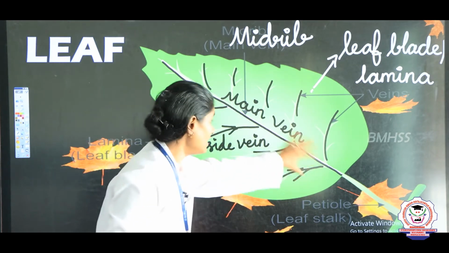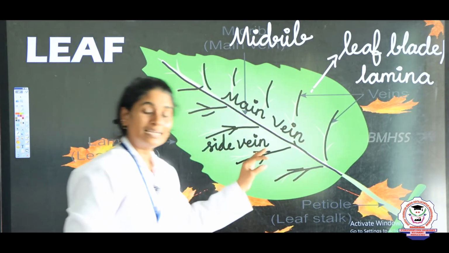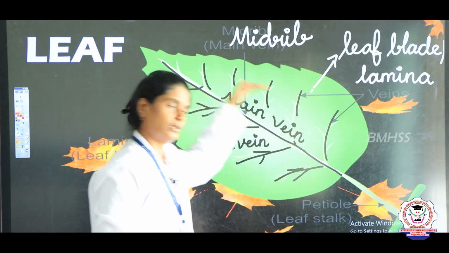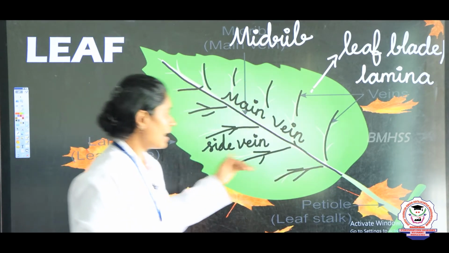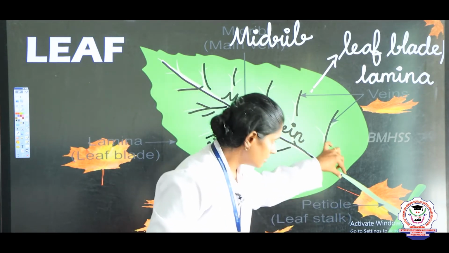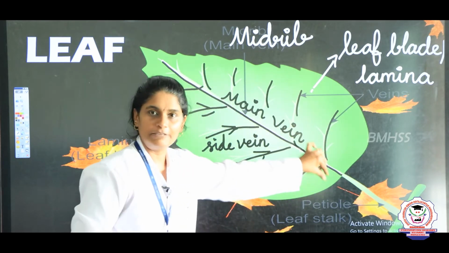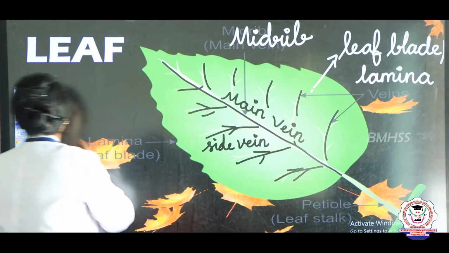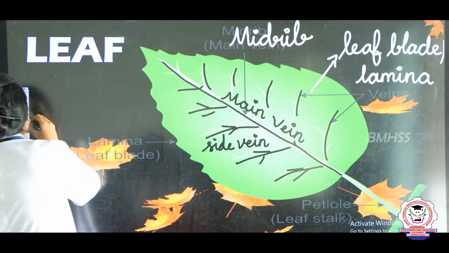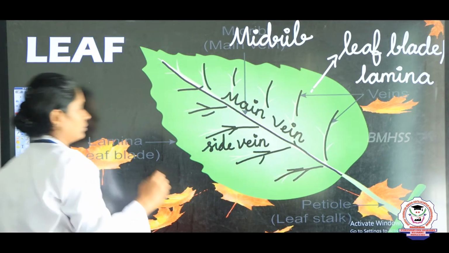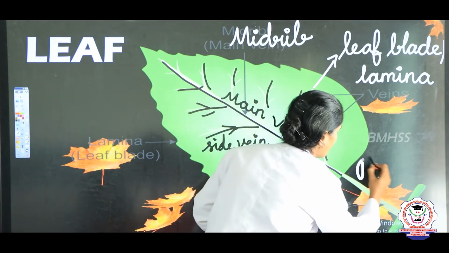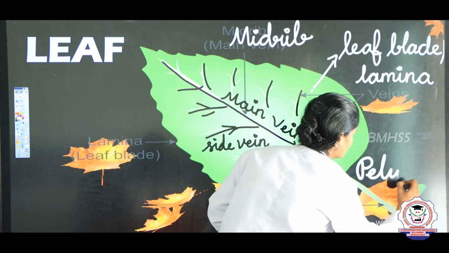These veins carry the water and minerals to the leaf. And here you can see this stem-like part of the leaf, which is known as the petiole, P-E-T, petiole.